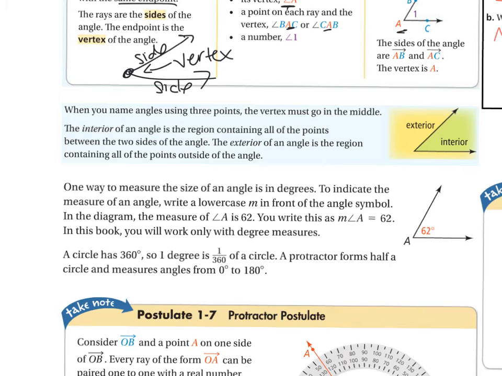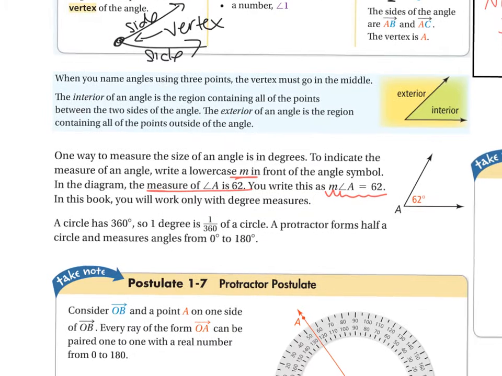So another way to measure the size of an angle is in its degrees. To indicate the measure of an angle, write a lowercase m, which means the measure, in front of the angle symbol in the diagram. So like the measure of angle A is 62. You write this as m angle A equals 62. So we're only working in degrees. You can also work in radians, but we're not doing that.